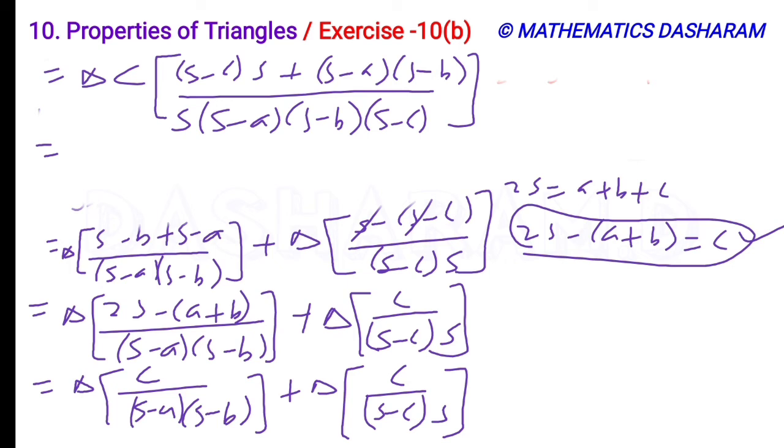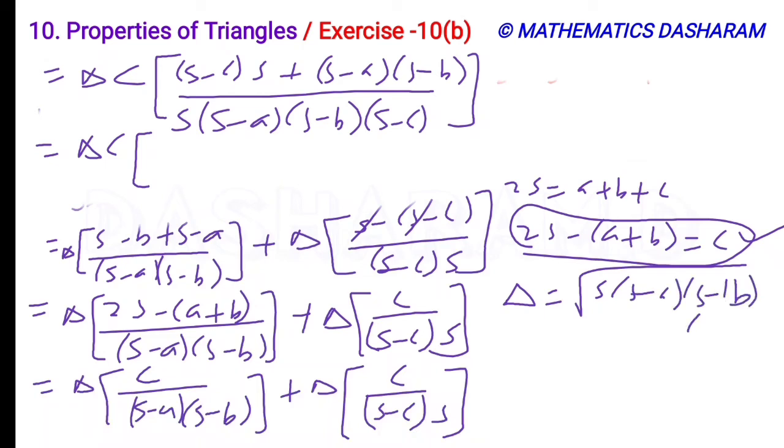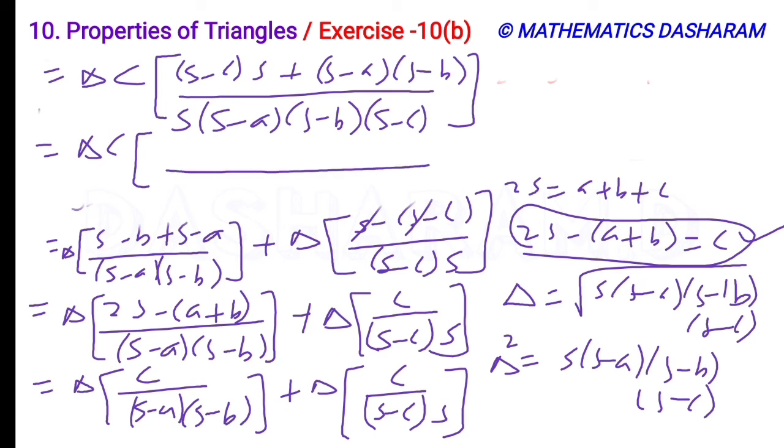So it is equals to delta C divided by, so actually delta formula is from the Heron's formula, S into S minus A into S minus B into S minus C. From this delta square becomes S into S minus A into S minus B into S minus C. So then here the denominator can be substituted as delta square, and simplify this S square minus SC, and simplify this to S into S square minus SB minus SA minus into minus plus AB.